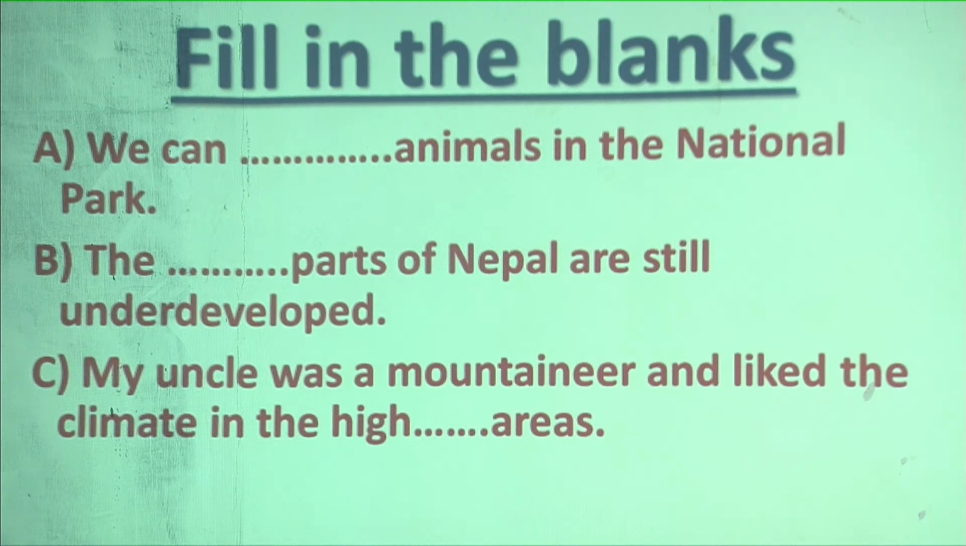A number: We can blank animals in the national park. What word can we use? The word we already discussed in these three paragraphs, students. The same word we have to put here correctly. Think about it a little. We can blank animals in the national park. What can we do for them? Yes, we can preserve them. Students, we can preserve them. Thank you.